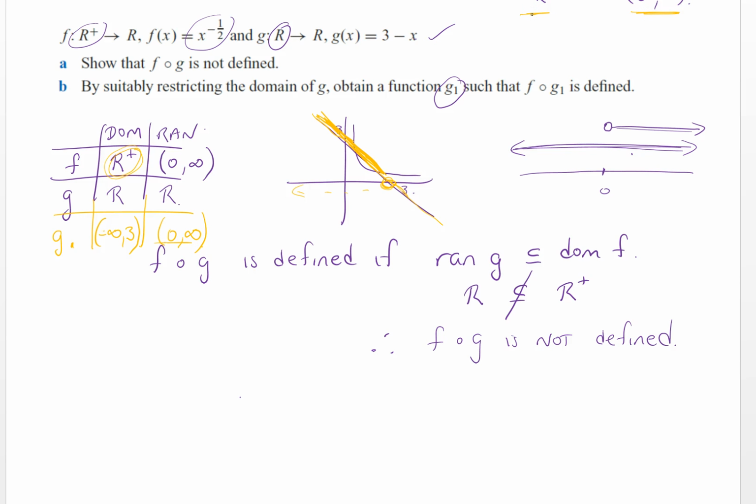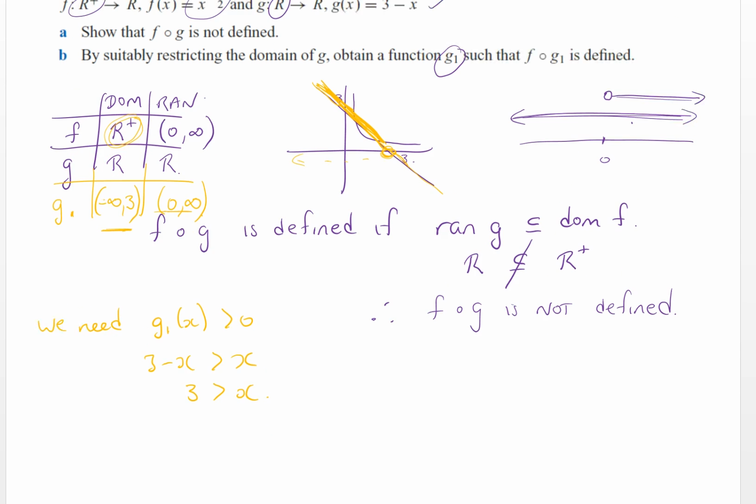You could even work that out algebraically. You can say, well, what we actually need is this new g1 of x to be greater than 0. That's what we're looking for. That's this line here. So that means the 3 minus x, which is the rule for g of x, has to be greater than 0, which means 3 has to be greater than x, not 0. So x is less than 3, which is the same thing as what I set up here.